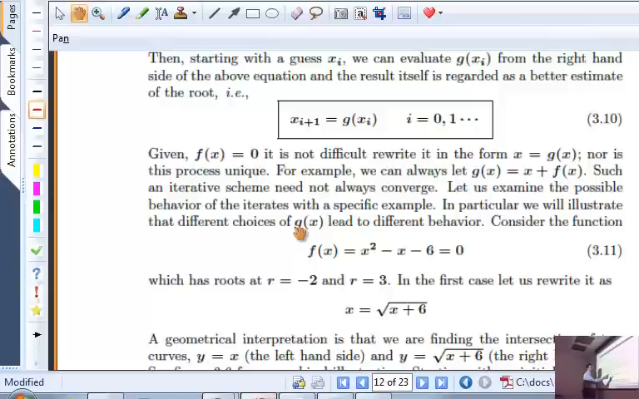So I'm going to call g of x the square root of x plus 6. Then I'm going to put a number in for x, calculate g of x, and set that equal to x, and repeat that process.